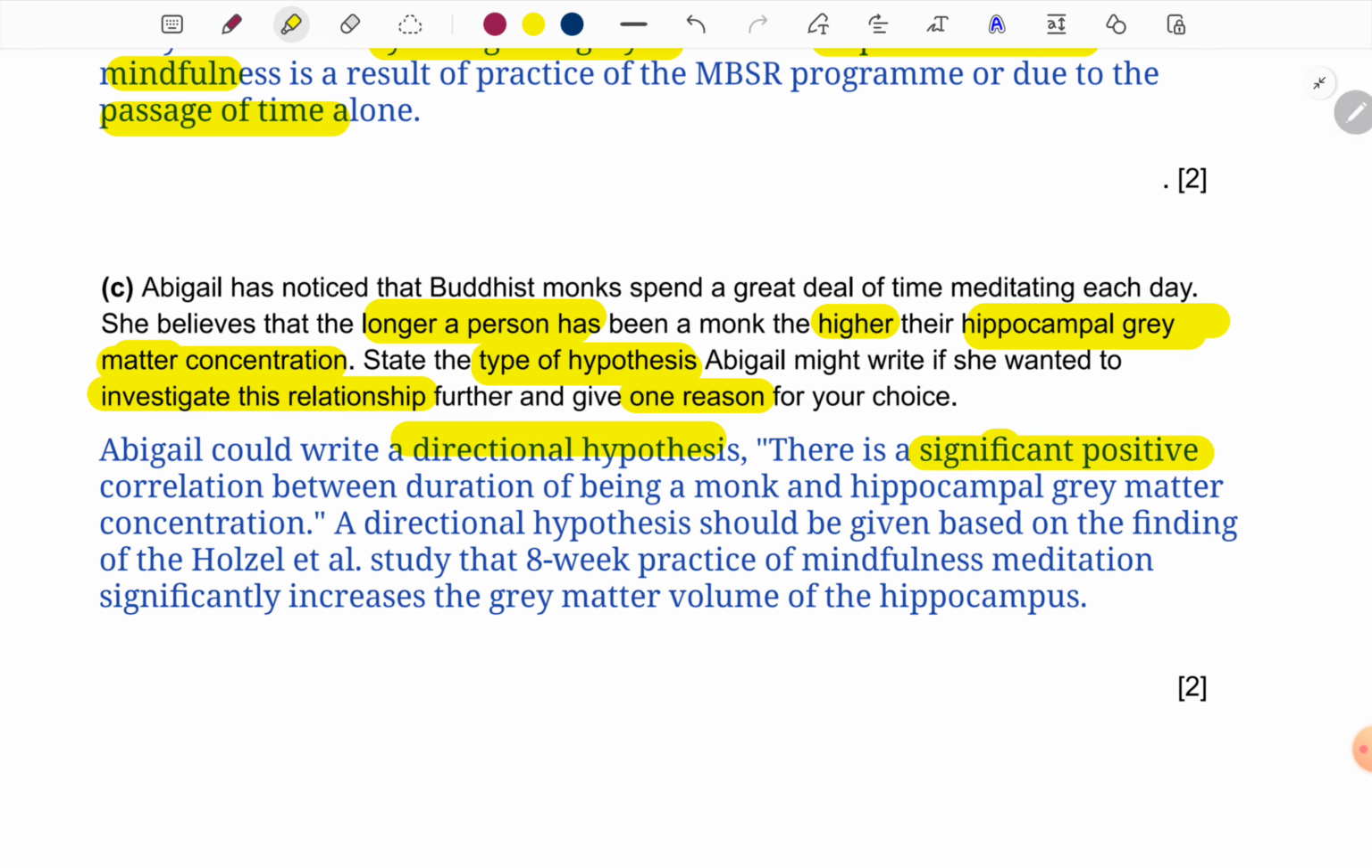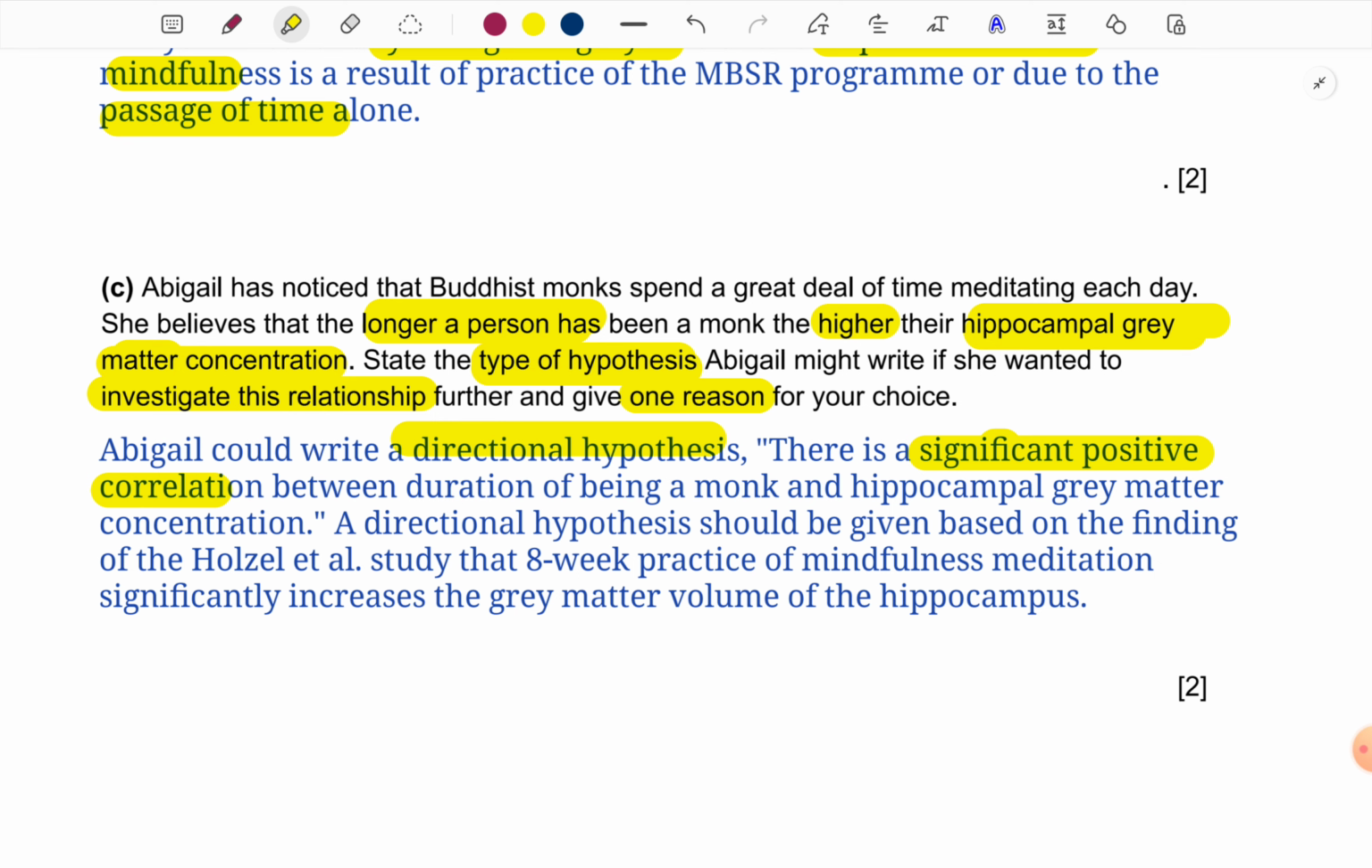There is a significant positive correlation. By the word positive I have used directional. This is what the study is showing, so I have a reason to say it's going to be positive. The word significant is important because we always talk about the population, not only the sample. So there is a significant positive correlation between.